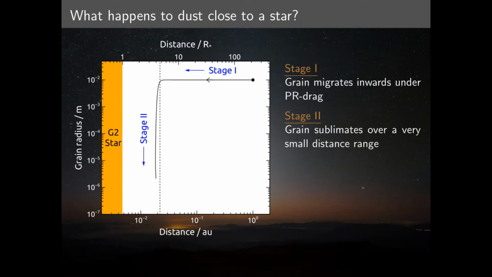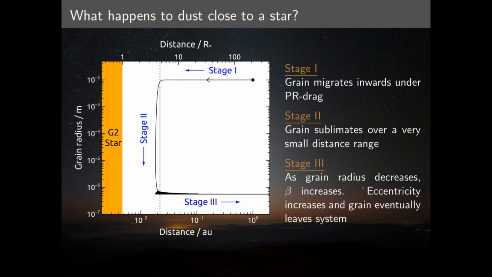At this point, the grain is essentially boiling. It's rapidly turning into gas. And so it very quickly shrinks by orders of magnitude in size. As it shrinks, its beta value increases, so radiation pressure becomes more and more important. Finally, as the grain shrinks, radiation pressure eventually pushes it onto ever more eccentric orbits, until eventually the grain becomes unbound and blows out of the system.